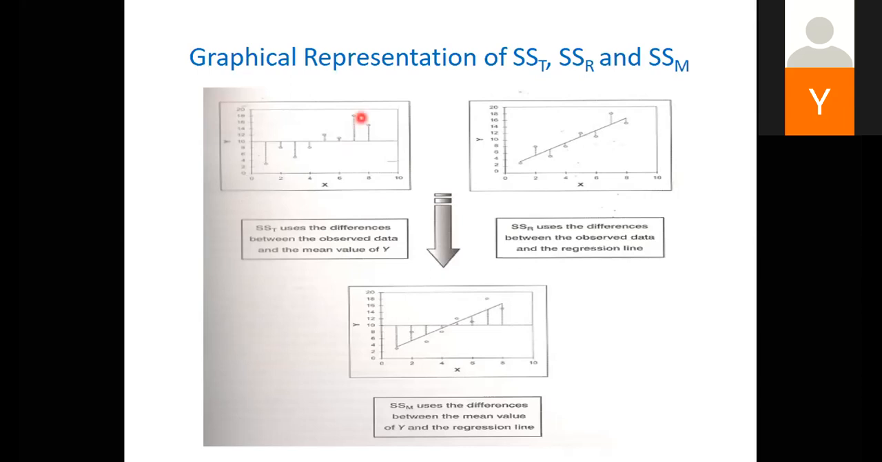Now, by the time you do your regression line, you will see that the points are closer to the line, but it's not perfect. Not all of them are on the line. There is error. You cannot predict all of them completely. So there is error in the prediction.